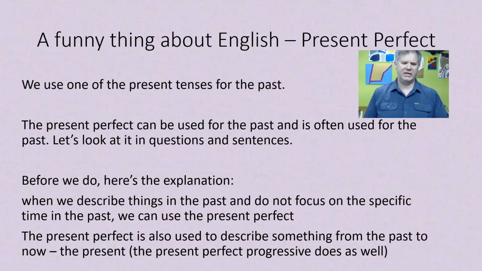But before we do, here's the explanation. When we describe things in the past and do not focus on the specific time in the past, we can use the present perfect. The present perfect is also used to describe something from the past to now, the present. The present perfect progressive does that as well. From the past to now, what do I mean? Well, I have taught English for 26 years. I have been teaching English for a long time.